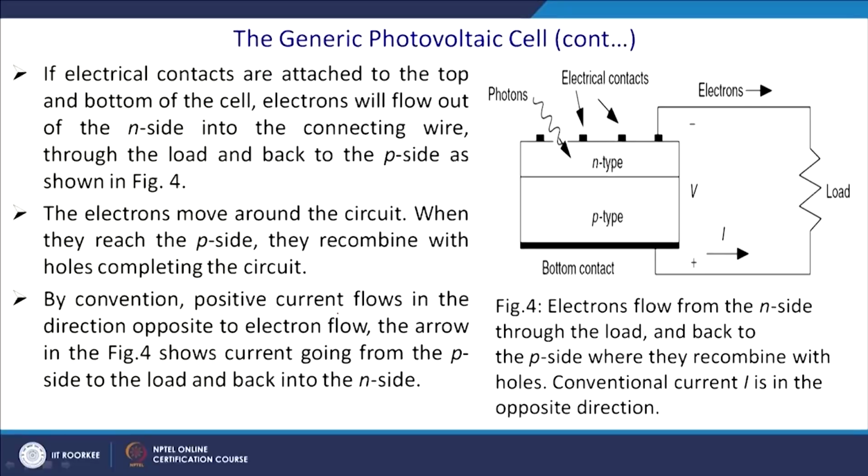By convention, positive current flows in the direction opposite to the electron flow, and the arrow in figure 4, this is the current, shows current going from the p side through the load and back to the n side. So, the electron flow is from the n side to the load and back to the p side, where they recombine with the holes. Conventional current I is in the positive direction.